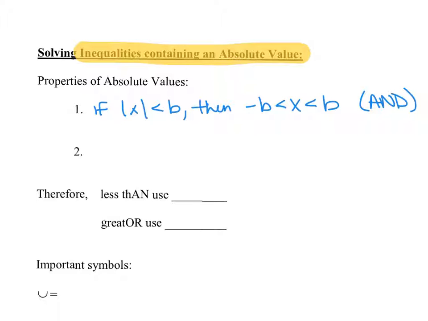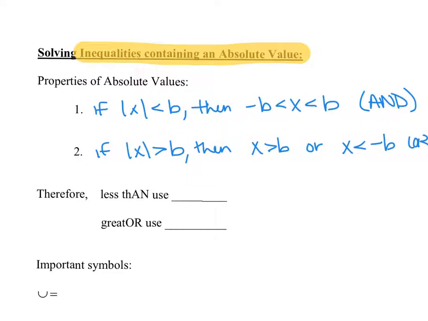Our second property says if the absolute value of x is greater than b, then this is how we're going to rewrite it. You're going to rewrite it as x is greater than b, or x is less than negative b; if I make the b negative, I flip the sign. This is what we call an OR statement.